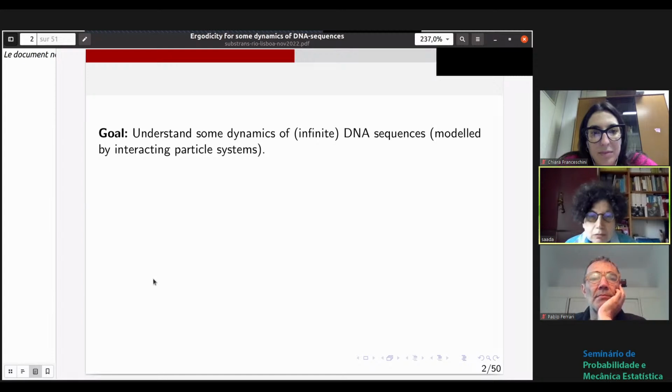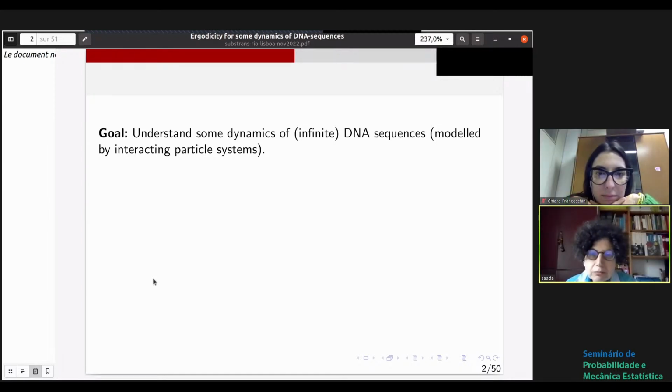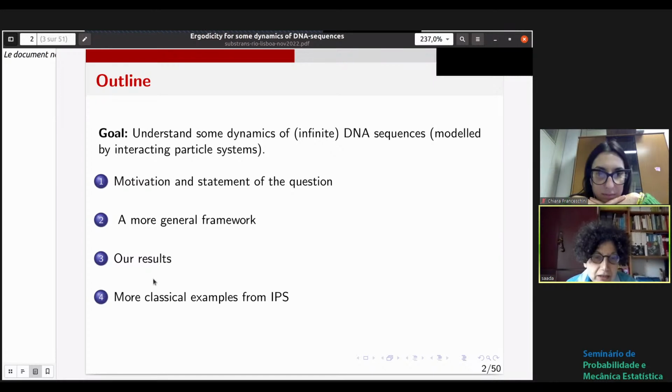So the point is to understand a model for the dynamics of DNA sequences, and it will be modeled by particle systems. So we'll first explain the model and the questions we have, and then the framework of the model within particle systems, the results we have, what is related in more classical examples, and if I have time, more proofs.